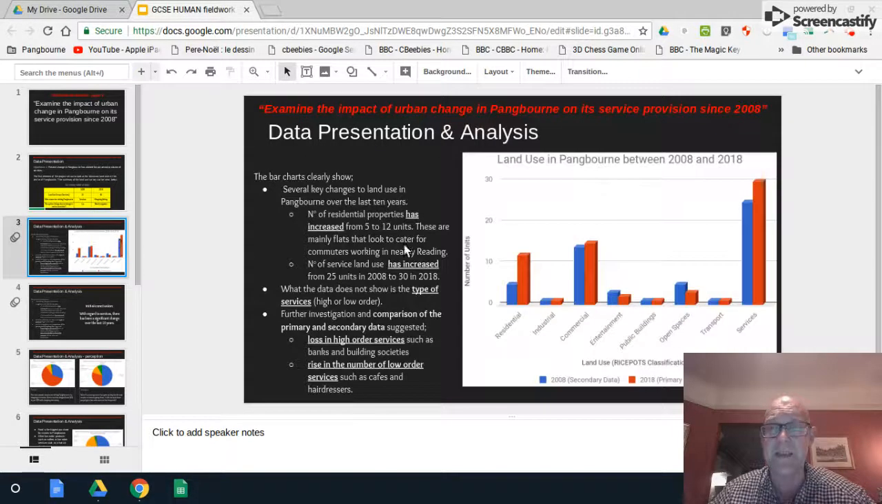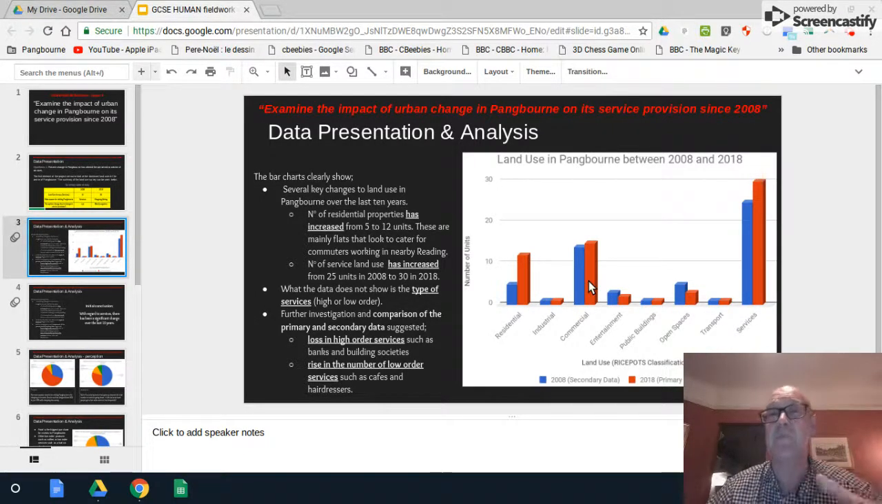Okay, second data presentation technique is bar charts. And it doesn't matter if it's a 3D bar chart, it's just a bar chart. Red 2018, blue 2008. And these are the RICE POTS. Now, RICE POTS is a well-known acronym for the land use survey technique that you used. Many of you spotted a weakness in it, in terms of some of you may include shopping in commercial, others in service. But that's for you to critique.